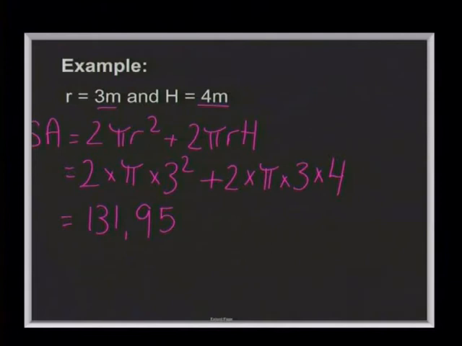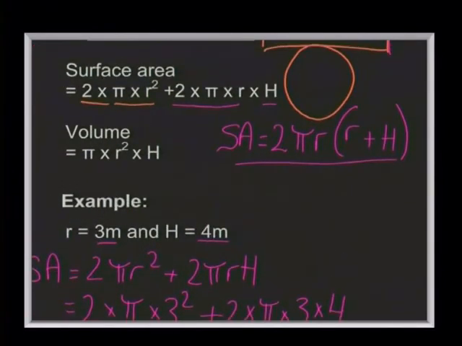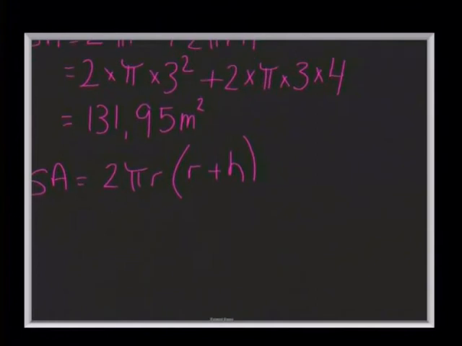131,95. And what are we dealing with? We're dealing with meters squared. Let's try the other formula. So let me write that formula in. Surface area, I said, was 2 pi r, and that was r plus h. That's the same formula that I gave you just now. 2 pi r, r plus h. So let's try substituting the values now. We've got 2 times pi times your radius, open brackets, your radius plus your height of your shape.